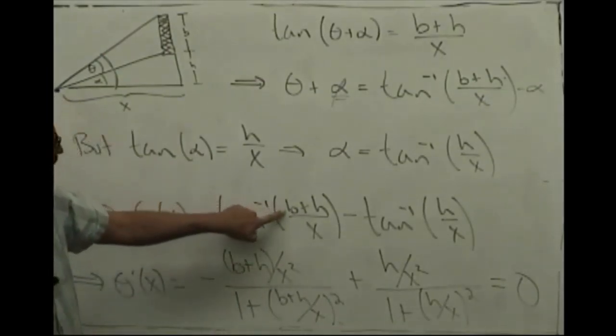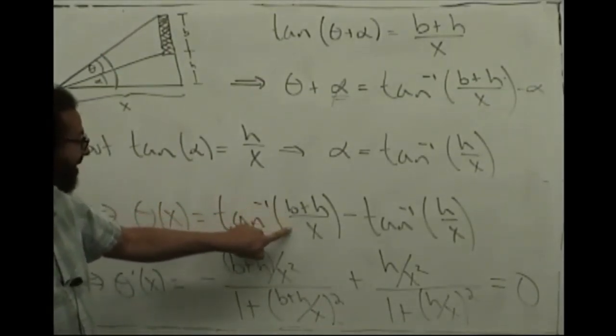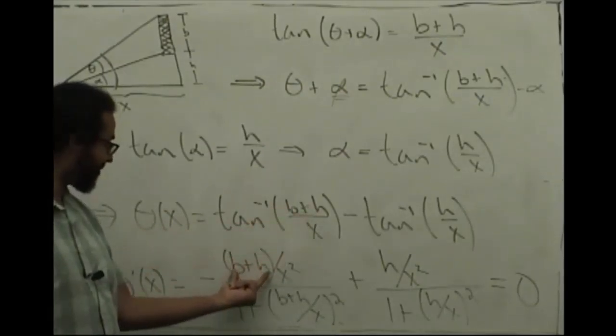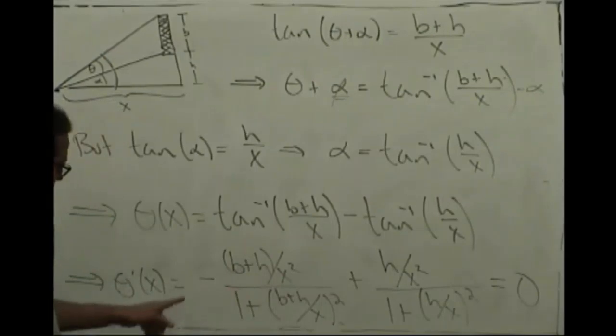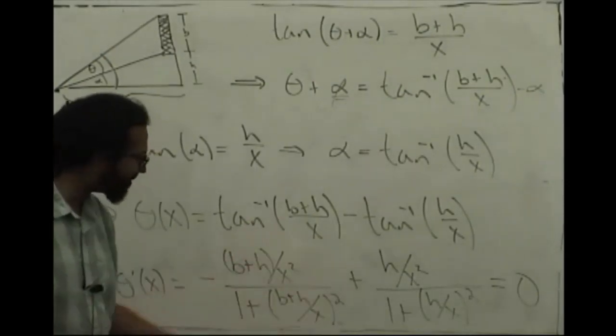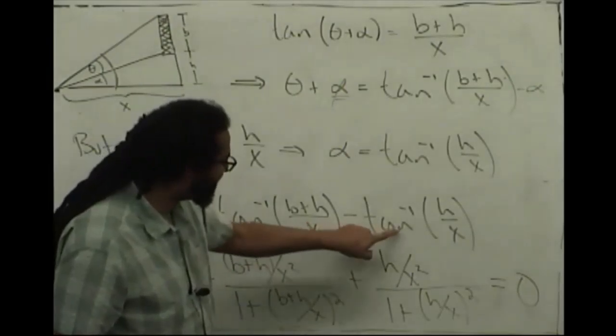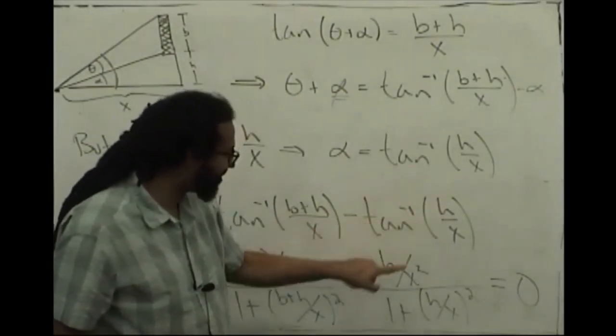So remember, the derivative of 1 over x is negative 1 over x squared, and this is a constant, so just multiply by the constant. So here's the derivative of the first piece, right? And then minus the derivative of tangent inverse of h over x.